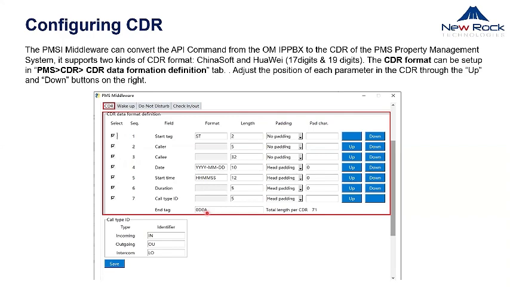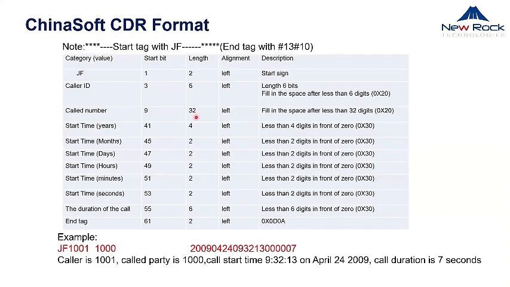After which, I can show you here the example for the China Soft CDR format. As you can see here, it starts with the tag GF. Then this is the start bit 1. And here's a definition here. The length is 2, but the screen start sign, caller ID, has a length of 6 bits. And of course, the next one, code number, and we have the start time, start bit, which is 41. So it's less than 4 digits with 0 in front.